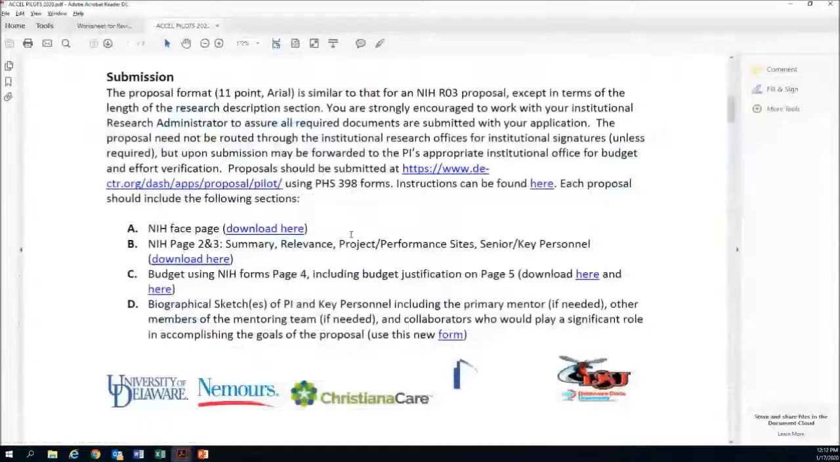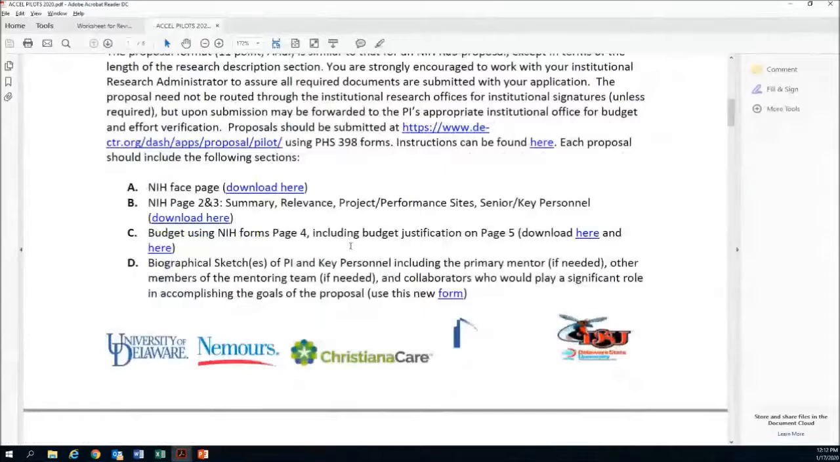All right. There are definitions for each of these things. The NIH pages for summary, relevant, your performance site, who's senior and key personnel versus who is just personnel, and who's an other significant contributor, all have specific definitions. I'm going to leave that part for a second because I'm going to go back and show you examples of the budget justification pages and a bio sketch that you need to work out.